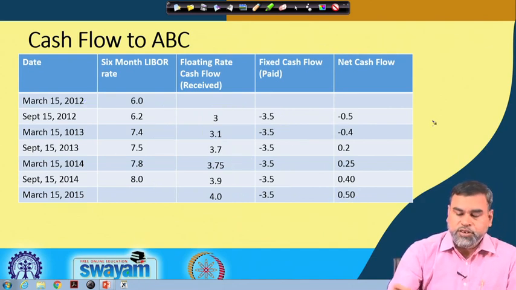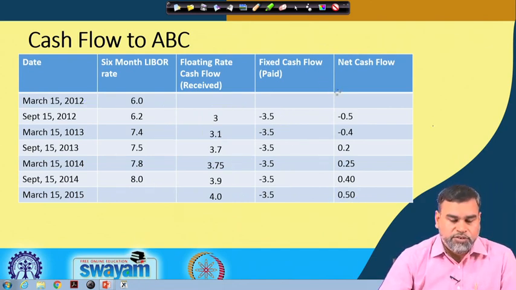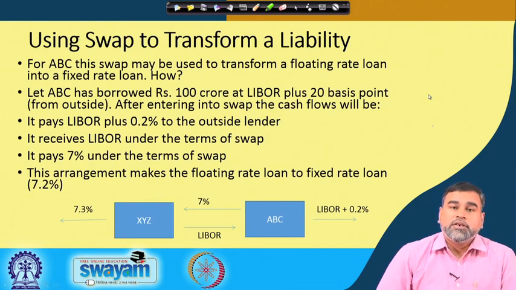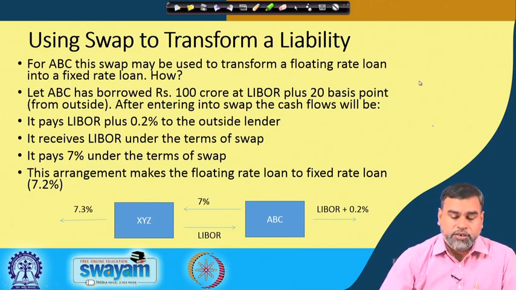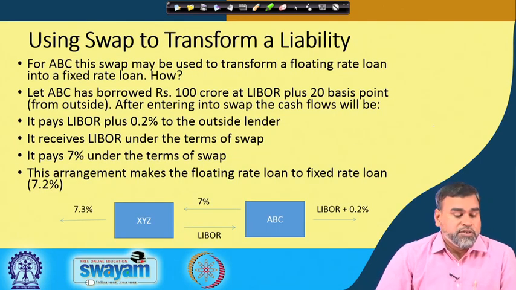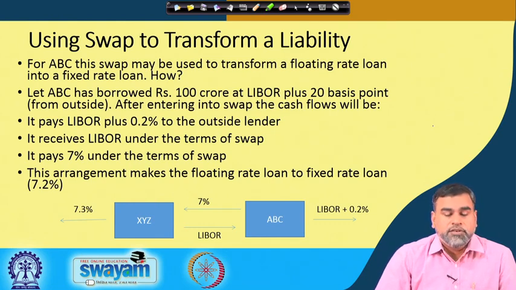Now, if you see in this context how it is basically working, or we can say how it is helping these two companies who are going for this kind of swap contract. So, now assume for ABC, the swap may be used to transform a floating rate loan into a fixed rate loan. What does it mean?